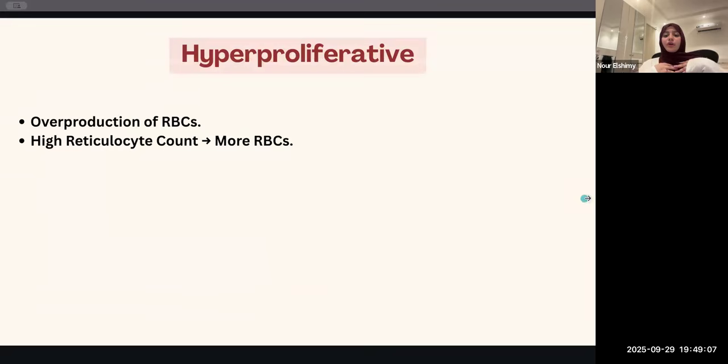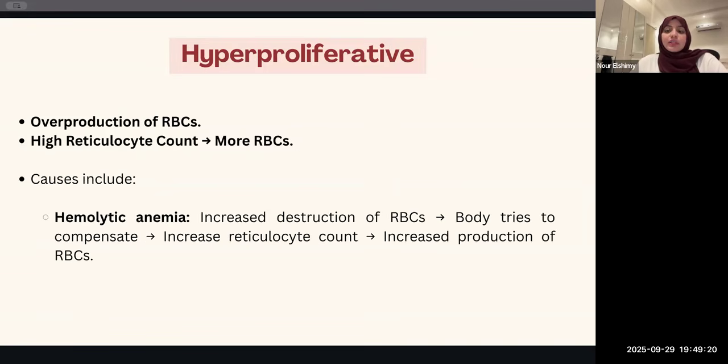The other term is hyperproliferative. Hyper means more. So there's overproduction of red blood cells, shown by a high reticulocyte count. Now, where do we see this? We see this in hemolytic anemia. What is hemolytic anemia? It happens due to destruction of the red blood cells, for whatever cause. When we have destruction of red blood cells, the body tries to compensate. So what is it going to do? It's going to stimulate the bone marrow to increase the reticulocyte count, or basically increase the precursors of red blood cells, so we can produce more red blood cells.